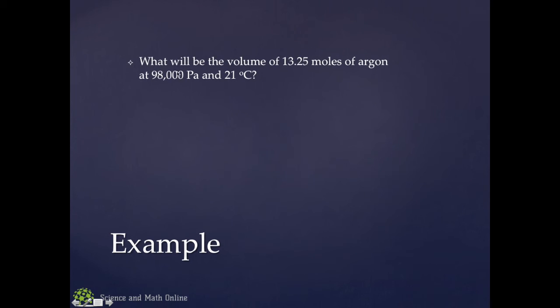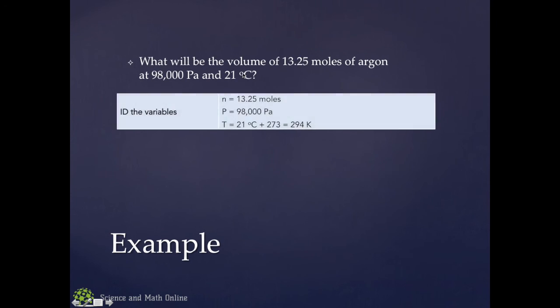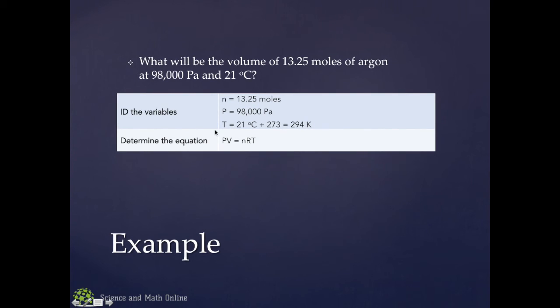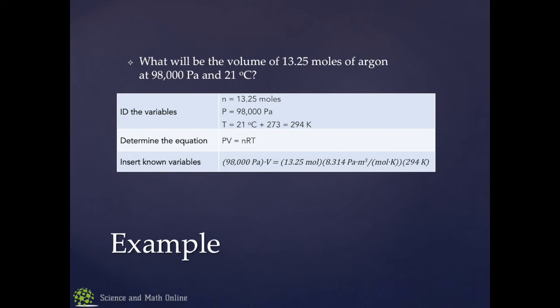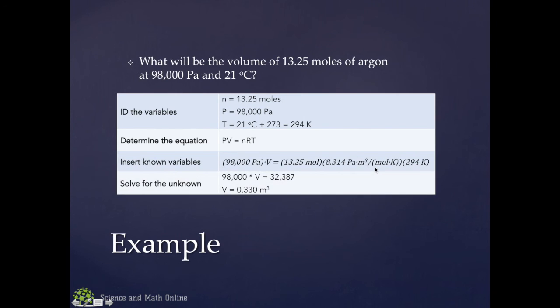So moles, pressure, temperature, those are the variables that I'm given. Once again, take that temperature and convert it to Kelvin by adding 273. Then figure out what equation I'm using. Like I said, I'm using this one because I've got three different variables and no change. Nothing's being changed, so this is the equation I need to use. Plug in your variables. This is the correct R value from the previous page. And you get that the volume is 0.33 meters cubed.